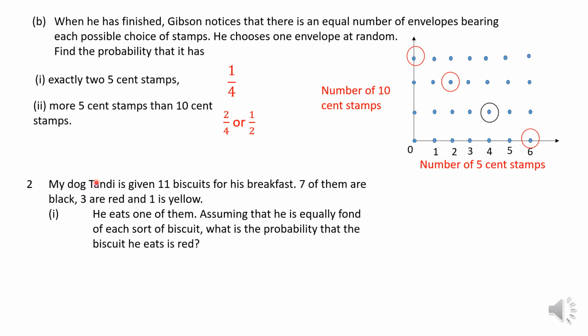The second question here is about not my dog, but someone's dog. The dog is given 11 biscuits for breakfast. 7 of them are black, 3 are red, 1 is yellow. He eats one of them, assuming that he is equally fond of each sort of biscuit. What is the probability that the biscuit he eats is red? Obviously the sum of them is 11, and there are 3 out of 11, and that is the probability that it's going to be red.